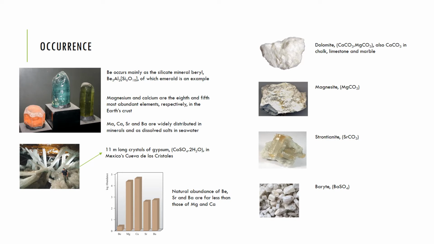Dolomite contains calcium carbonate and magnesium carbonate. You can get magnesite, which is a carbonate of magnesium, strontianite, which is a carbonate of strontium, and barytes, which is a sulfate of barium.